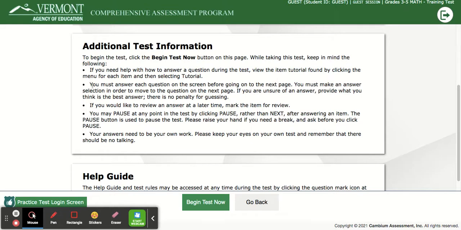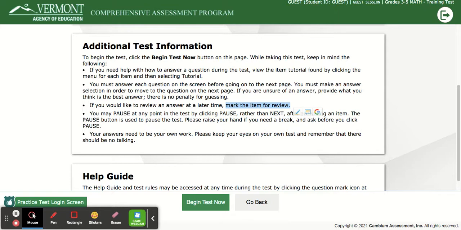Okay, you do have to answer every single question on the screen before going on to the next page. You have to make an answer. Okay, if you're not sure, give your best guess. There is no penalty for guessing. That being said, do not just spend your whole time guessing, because that's not going to give me very good information. Okay? If you want to look back at an answer later, maybe you're not sure if you got it right and you'd like to go back later, you can do what's called marking the item for review. So I'll show you that when we get into the sample test.